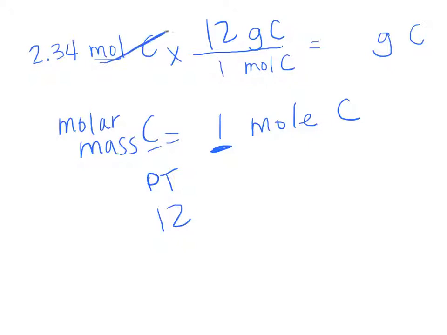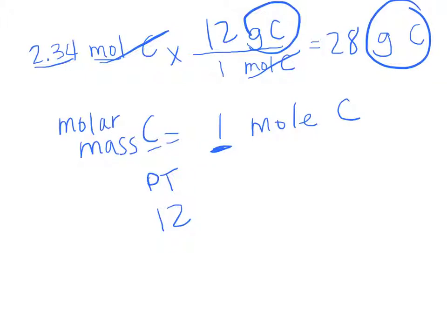So our moles of carbon, since it's on the top and on the bottom, cancel out, leaving us in grams of carbon. That's what we wanted to do. So just as my math on the fly, 2.34 times 12 is going to be like 28. I think there's a decimal in there somewhere, but you can check on the last slide as to what our final answer is. But the more important thing is that you're figuring out how to set up these problems.